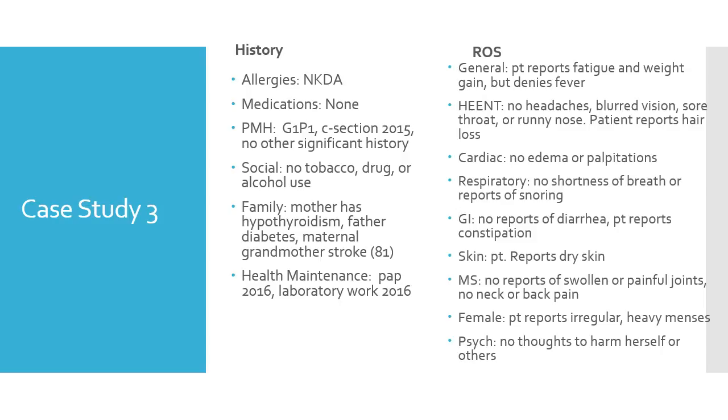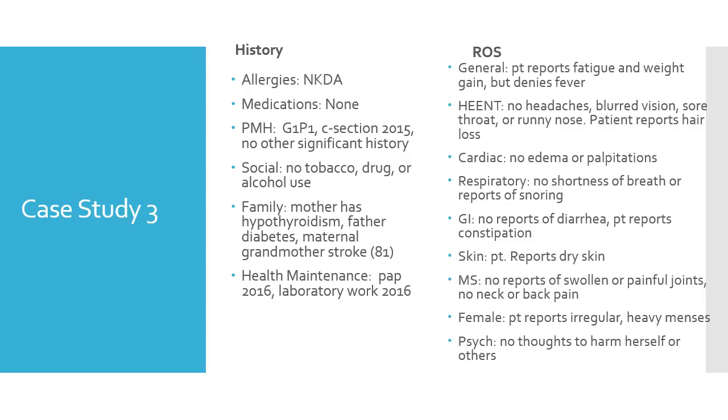She has no known drug allergies, not on any medications. She is a G1P1 with a C-section in 2015 with no other history. No tobacco, drug, or alcohol use. Her mother has a history of hypothyroid. Her father has a history of diabetes, and her maternal grandmother has a history of stroke. She had her pap smear back in 2016, and last time she had laboratory work was 2016.